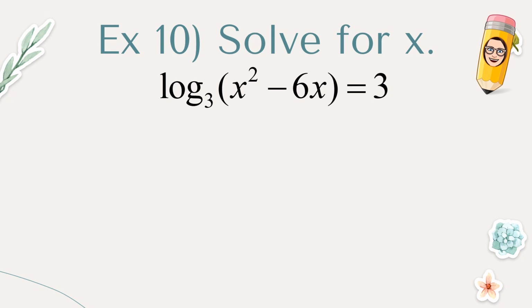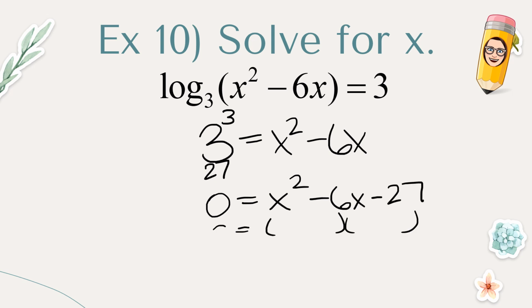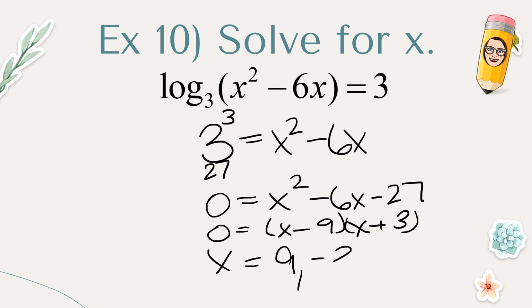All right, let's try this again. I have a single log, so I'm going to convert to exponential. Base, answer exponent. Oh man, we have a quadratic, which means this 27 needs to get kicked to the other side. And once it's on the other side, we're going to need to factor. And that's going to get me 2 solutions. Oops, I meant to write x equals. X is going to be 9 or negative 3.